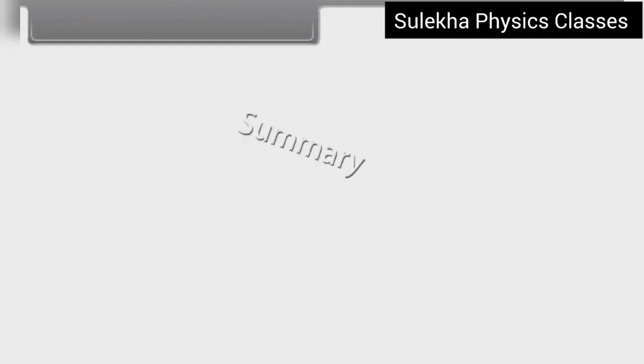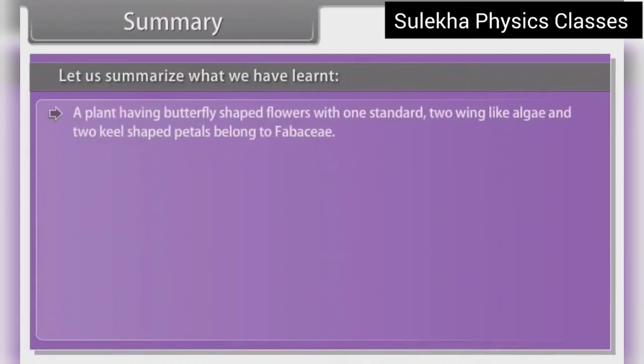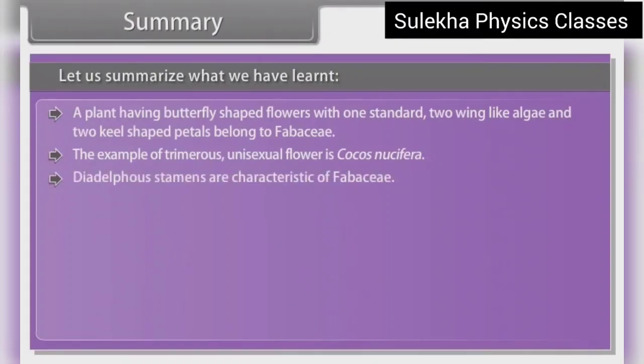Summary. Let us summarize what we have learned. A plant having butterfly-shaped flowers with one standard, two wings and two keel-shaped petals belongs to Fabaceae. The example of a trimerous, unisexual flower is Cocos nucifera. Didelphous stamens are characteristic of Fabaceae. Tetradynamous condition is found in Brassica campestris.